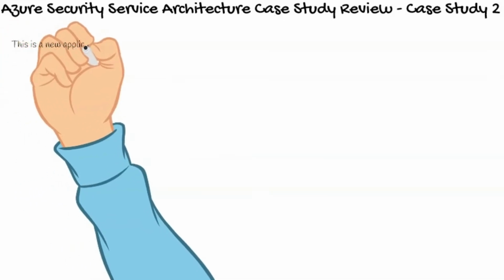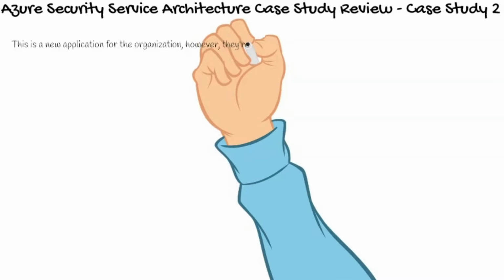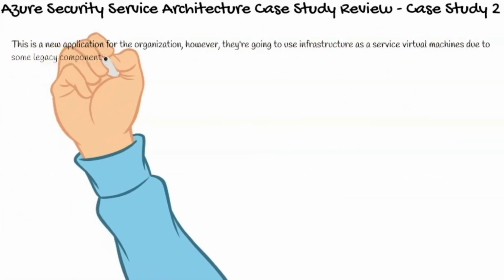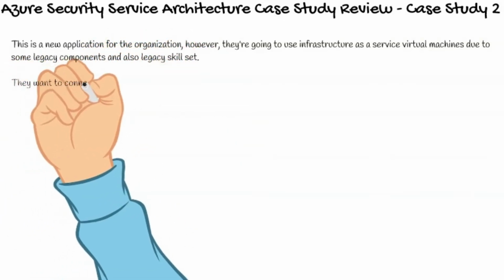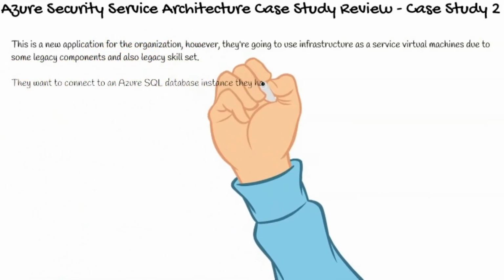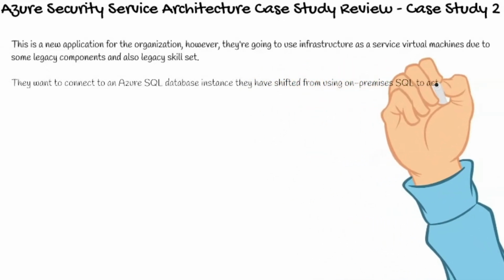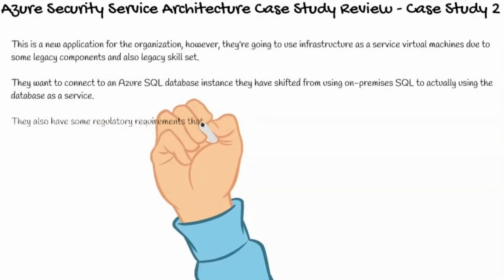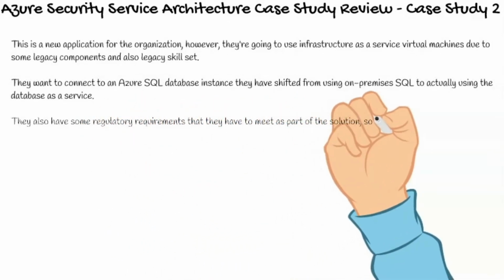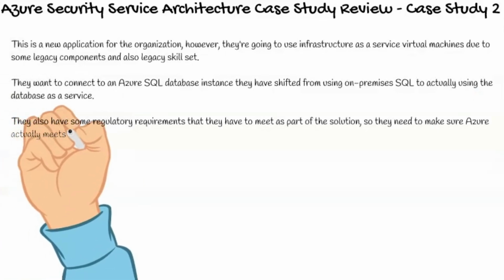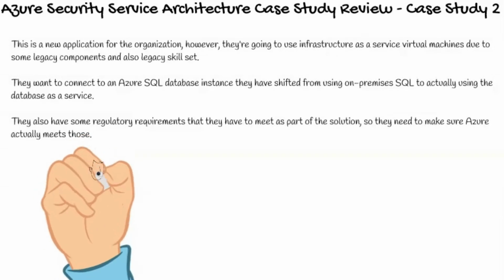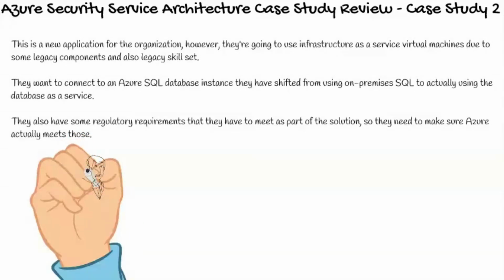Background: this is a new application for the organization. However, they're going to use infrastructure as a service, virtual machines, due to some legacy components and also legacy skill set. They want to connect to an Azure SQL database instance. They have shifted from using on-premises SQL to actually using the database as a service. They also have some regulatory requirements that they have to meet as part of the solution, so they need to make sure Azure actually meets those. The client is clueless on how to achieve this.